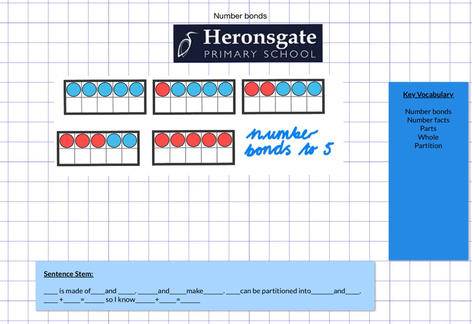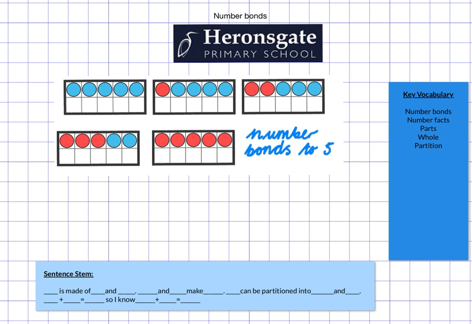Number bonds are an integral part of early mathematics that impacts the children's understanding and ability to do mathematics throughout the school. It begins in reception, where the children learn their number bonds to 5, and then it carries on into year 1 and beyond, and they're applied then throughout all of the year groups. So they're an essential part of children's journey in progressing in maths.